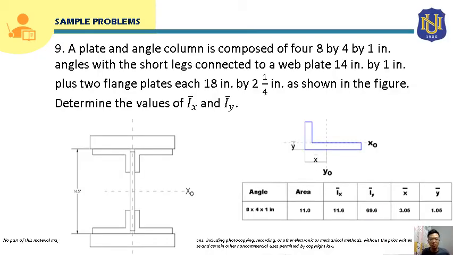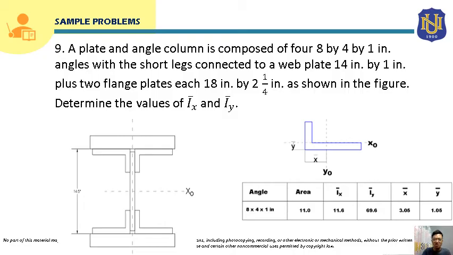Okay, so for sample problem number 9, a plate and angle column is composed of 4 8 by 4 by 1 inch angles with the short legs connected to a web plate, 14 inch by 1 inch, plus 2 flange plates, each 18 inches by 2 and 1/4 inches as shown in the figure. Determine the values of IX bar and IY bar.